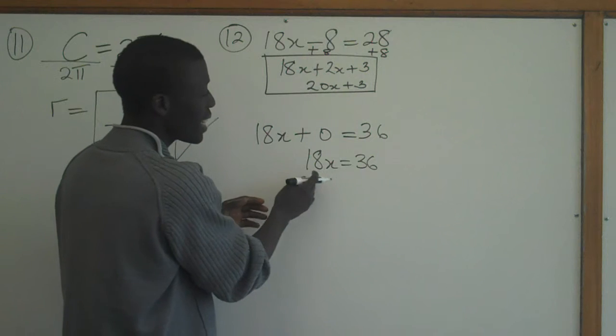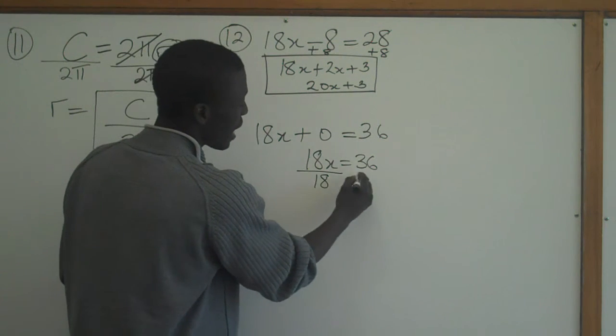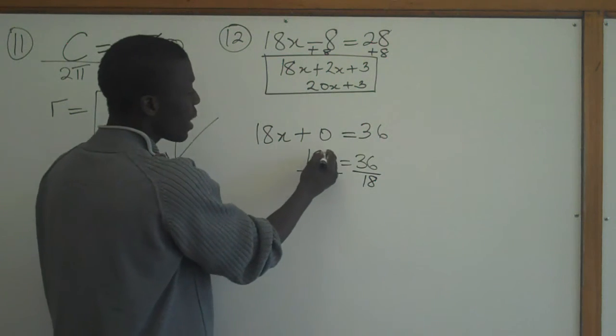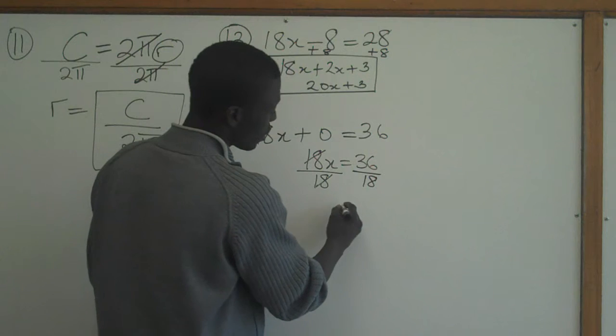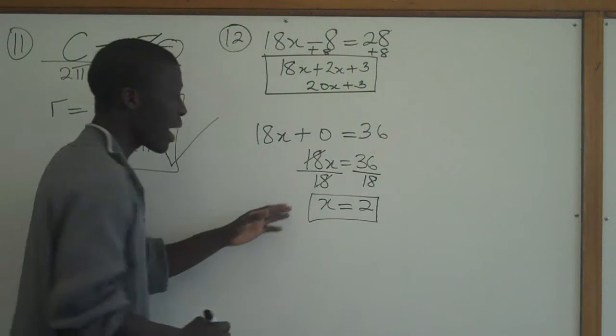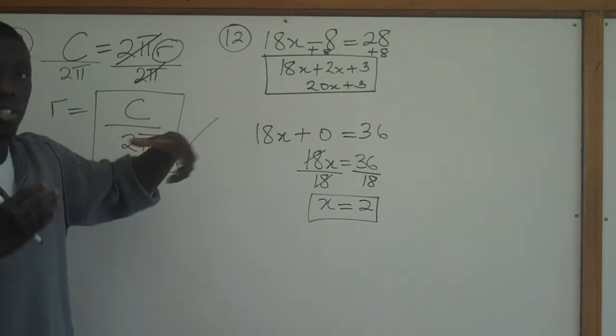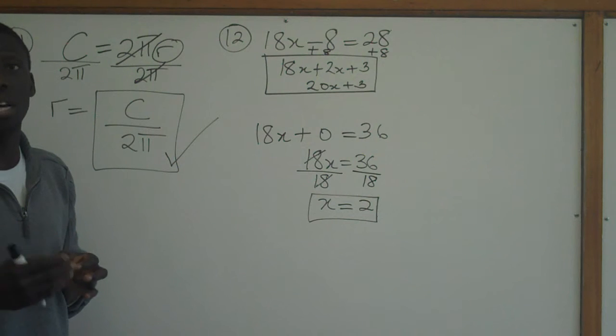And so now we have 18x is equal to 36. The last thing we need to do is to divide both sides by 18. That way you get rid of the 18 on the left side, and on the right side 18 goes into 36 2 times. So x would be equal to 2. That's all that is required of you. You need to be able to make things the subject of the formula. This is a skill to have in every subject, especially the science subjects.